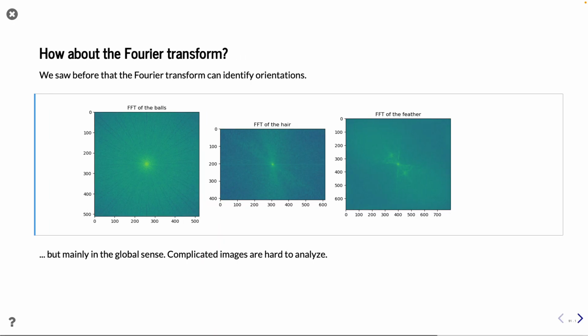We saw also that the Fourier transform can tell us about orientation. If you do it on the local image, it's very hard to tell anything about the orientations. You may get a little bit of information, for example, in the feather. You can see that there are two dots here, maybe, very weakly. So that indicates we have some clear structure with a very nice frequency, but it's still hard to detect it.